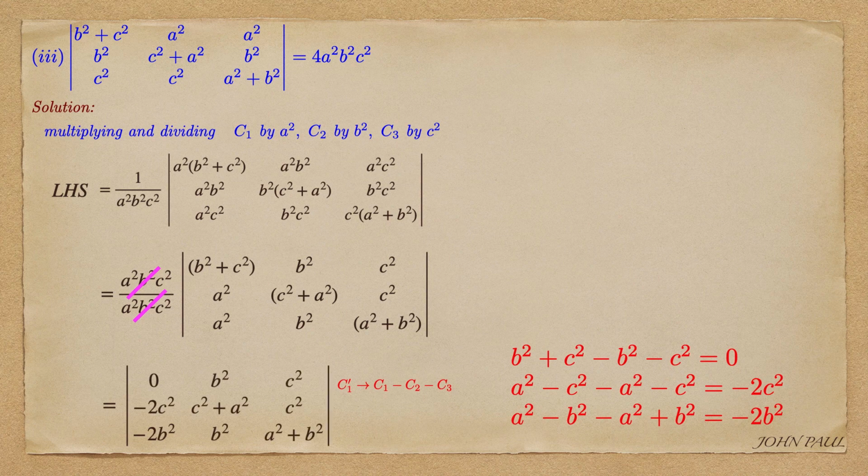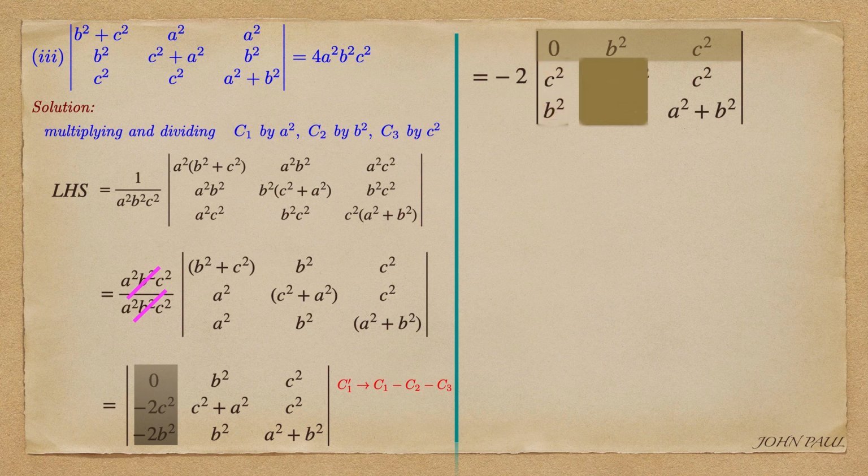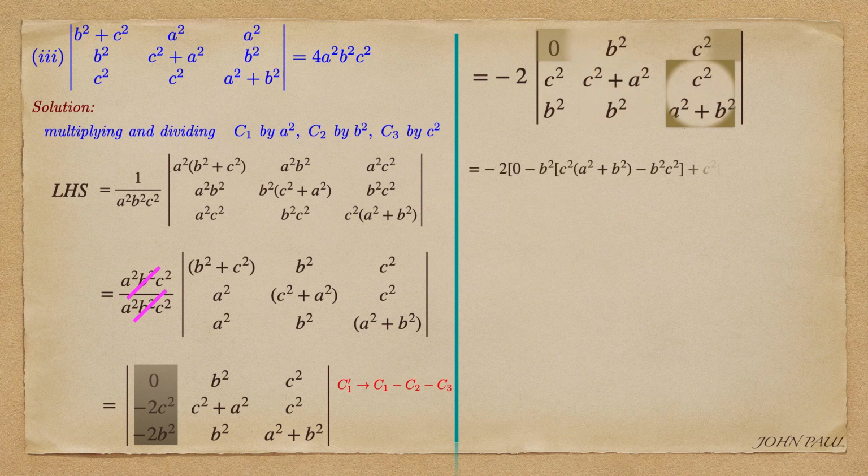We'll substitute that in the determinant. In this determinant, check whether any common term. Minus 2 is common in the first column, so take minus 2 common. Now we'll expand this determinant by taking the row and expanding. We'll take 0, then b square, and then c square, and we get this value.